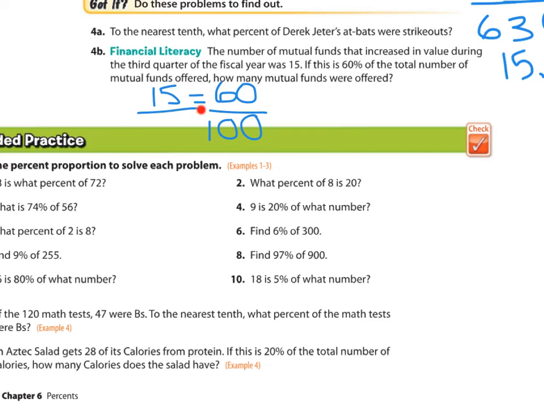You can use cross product, or you can also look at how it breaks down. You could see how it increases proportionally. 15 and 60 are both multiples of 15. You see it was quadrupled. So a number going this way also quadrupled to become 100. You can also go backwards and say 60 divided by 4 gives me 15. So 100 divided by 4 will give me 25. And that would be our answer. So the answer is 25, the original number of mutual funds offered.